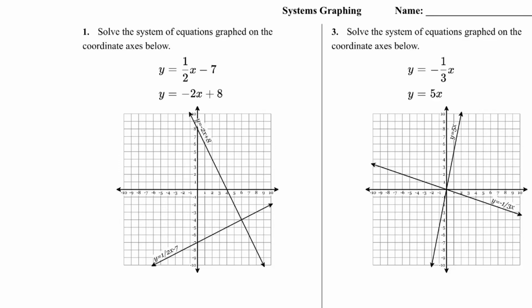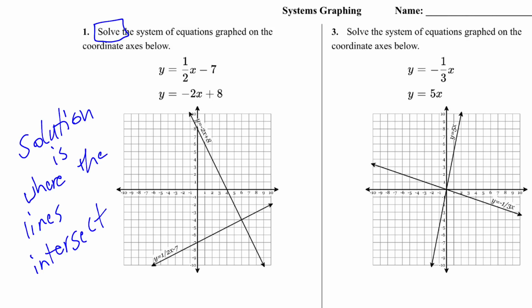In this video, we'll talk about solving systems by graphing. Number 1, solve the system of equations graphed on the coordinate axes below. Visually, solving the system is not too hard. We're just looking for where the two lines intersect. So that solution is this point right here. You look at the x-coordinate of 6, the y-coordinate of -4, and you write your answer like this.